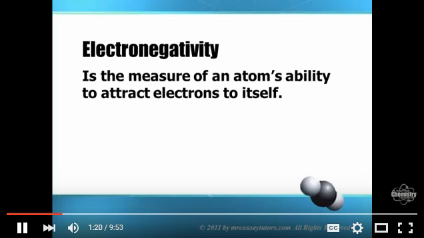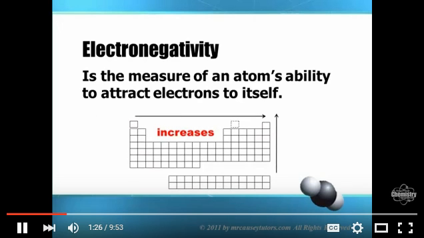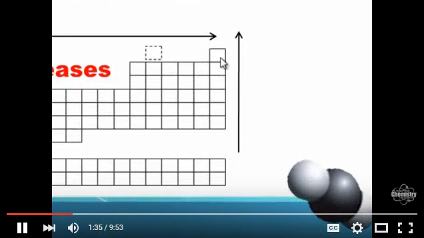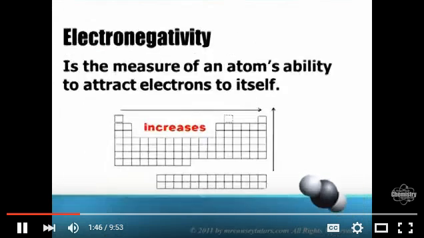Electronegativity is the measure of an atom's ability to attract electrons to itself. And it increases as you go across, and it increases as you go up. Now remember, that doesn't include the noble gases. The noble gases right here, electronegativity is 0. They don't want to attract electrons. They don't want to give up electrons. They are good the way they are. They have their full octet or duet.